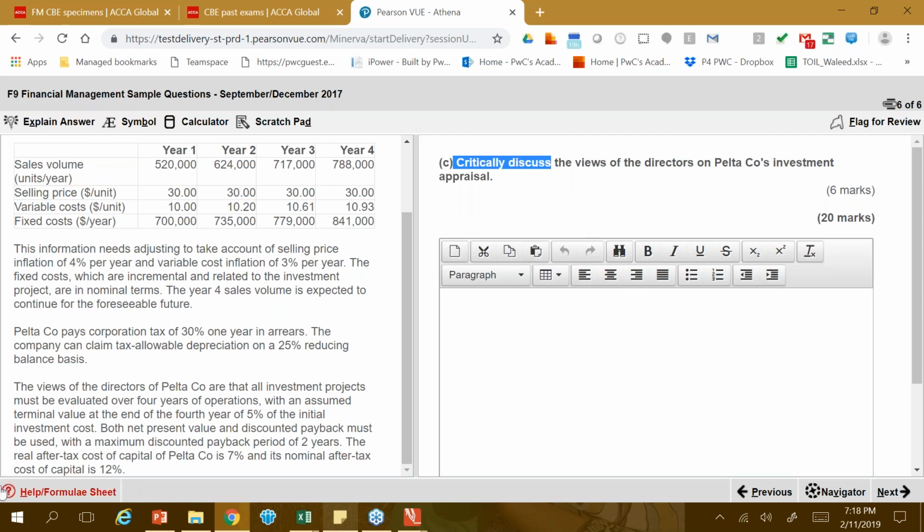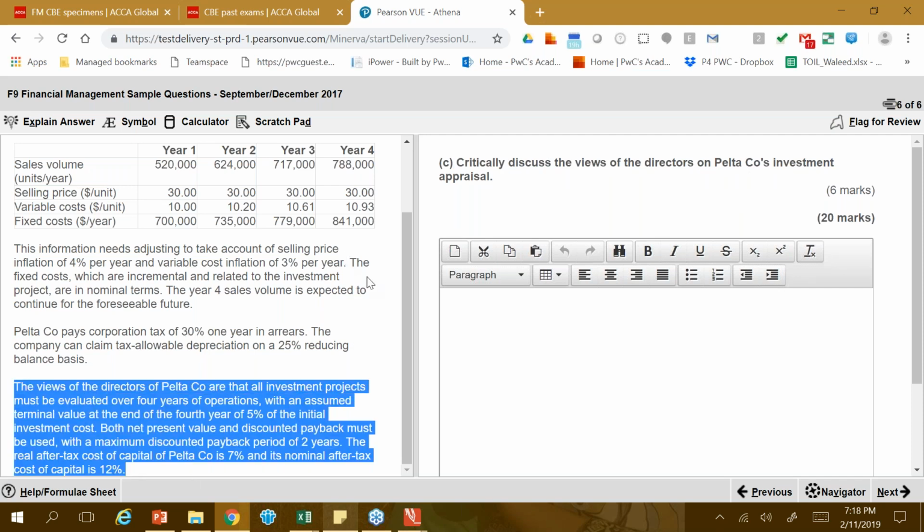Now, we'll just read this last paragraph again before we construct an answer to this. It said, the views of the directors of Pelta, which we are going to critically discuss, are that all investment projects must be evaluated over 4 years of operations. Well, why 4 years? Because they are thinking of a sales volume to continue after 4 years as well in this project. So why not consider it in the bigger time period? Why only 4 years? With an assumed terminal value of 5% of initial investment. Well, how did they come up with this 5% question?